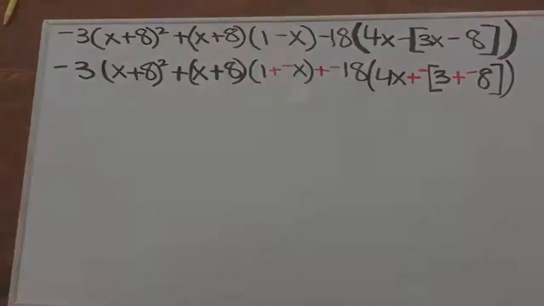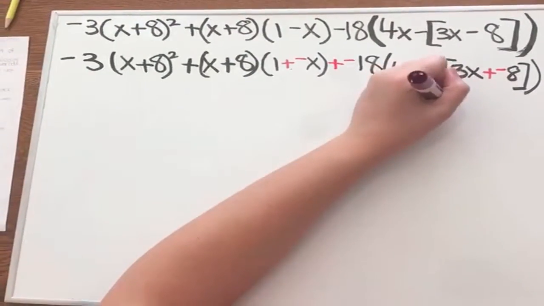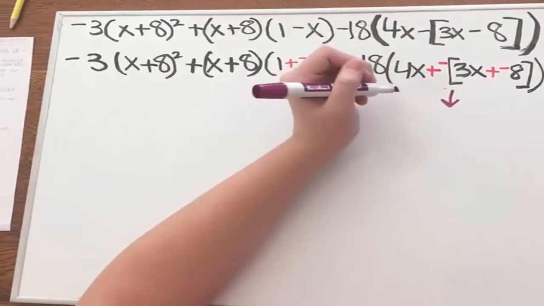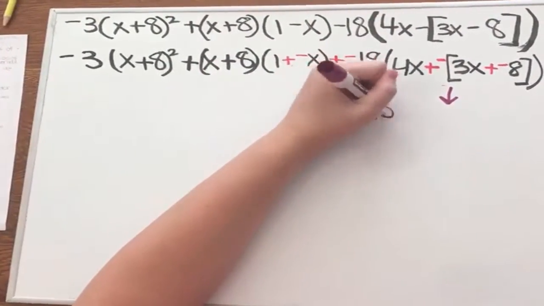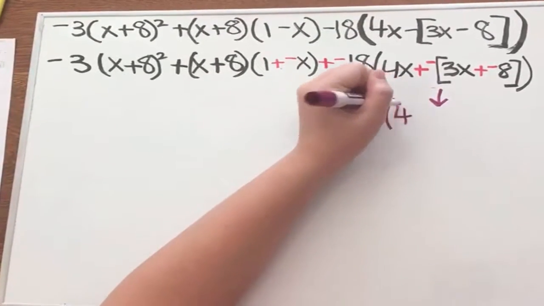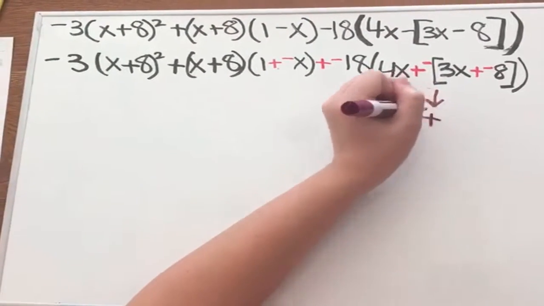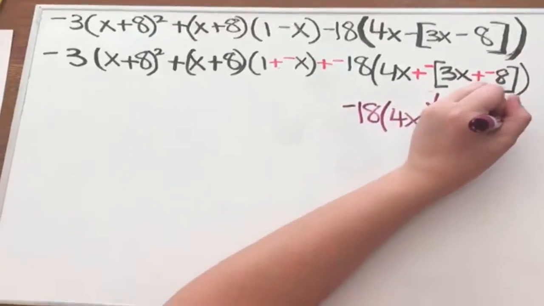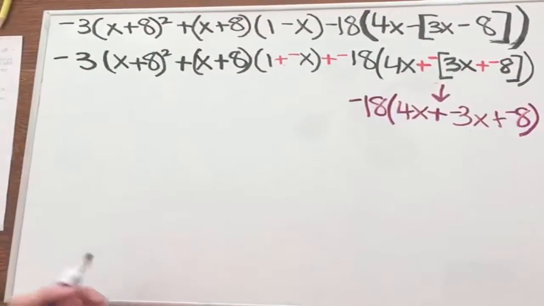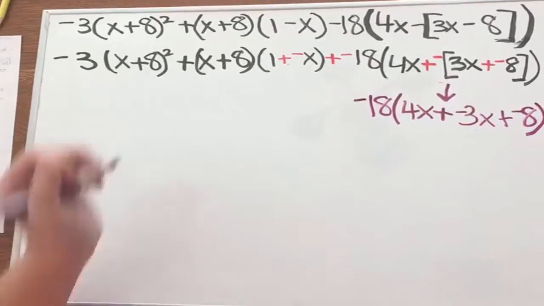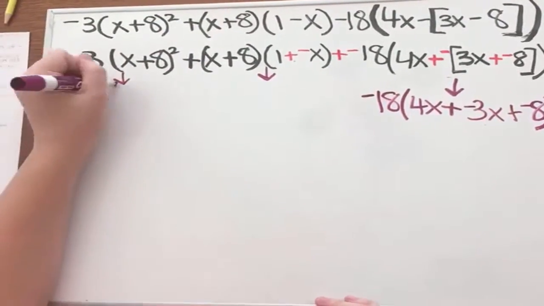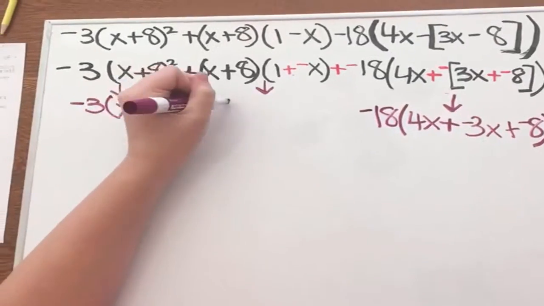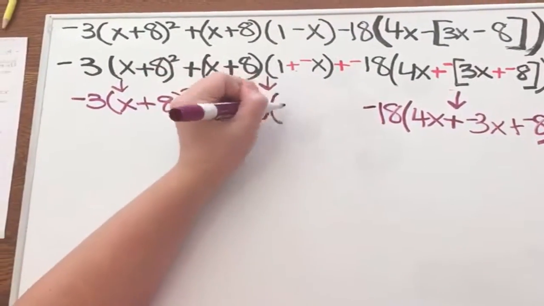Step 3. Then I took the third term, solved for that one because it's the most complicated, and I used the associative property of multiplication to get negative 18 times (4x plus negative 3x plus negative 8). Then I took the first and the second term and brought it down with the third term.